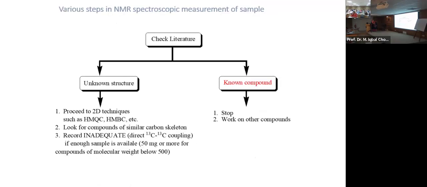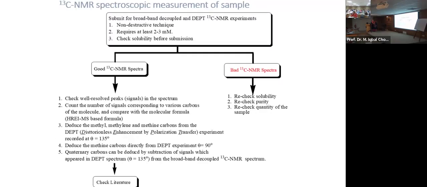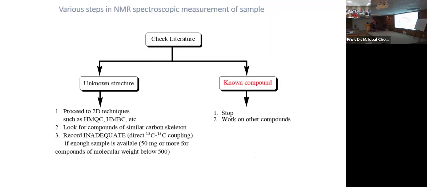Okay. So if you have a bad NMR spectrum, you need to recheck the solubility. You may need to use more sample to get a better spectrum. And then, if you find this compound might be new, you need to record the 2D techniques such as HMQC, HMBC, HSQC, and so these are inverse NMR techniques.